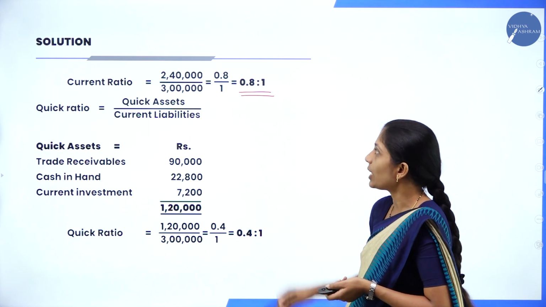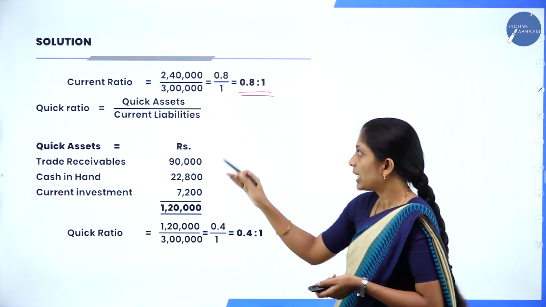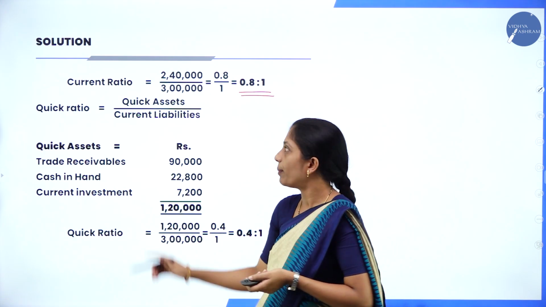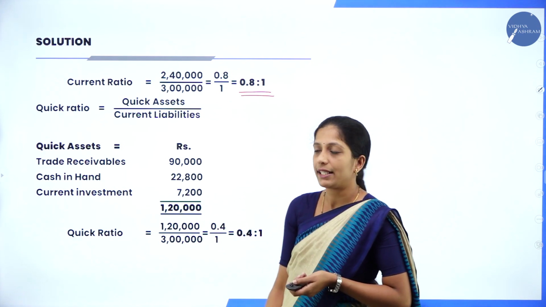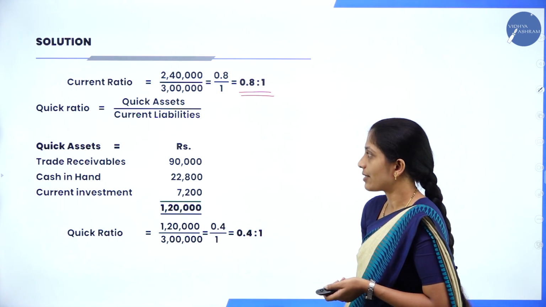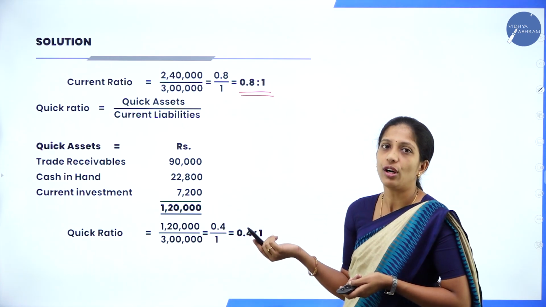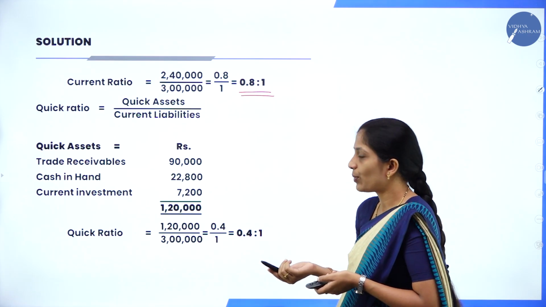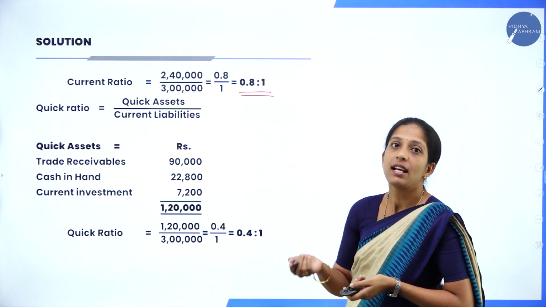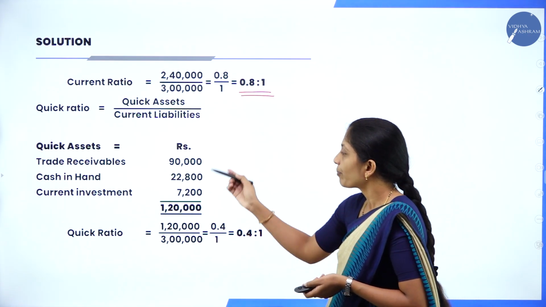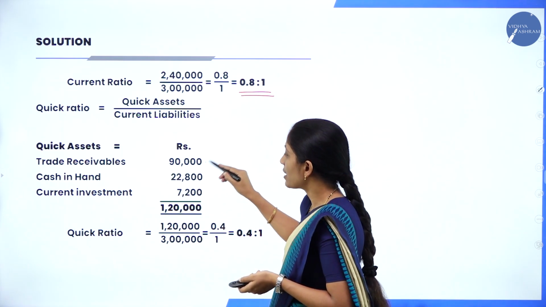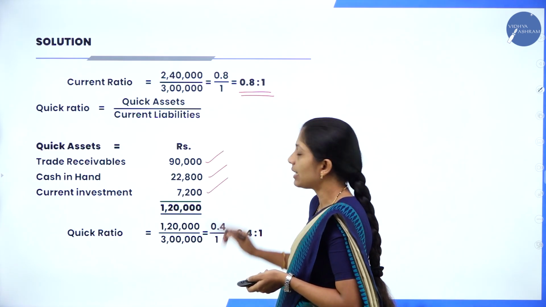So this is the current ratio. Now coming to quick ratio, what is the formula? Quick assets divided by current liabilities. Now which are the quick assets? You can apply the other formula also: current assets minus inventories minus advance tax minus prepaid expenses. So the quick assets are trade receivable, cash in hand, current investment.